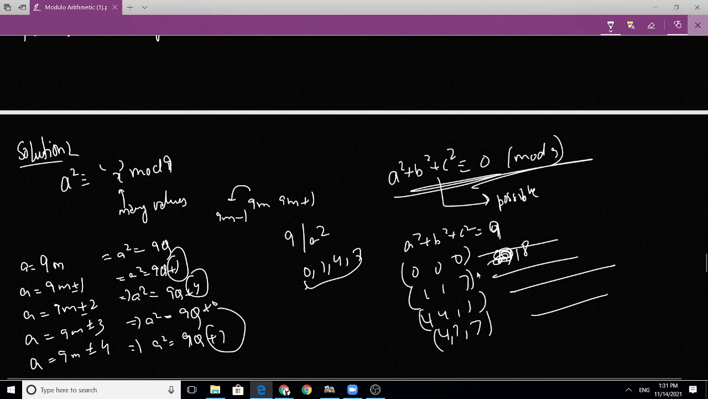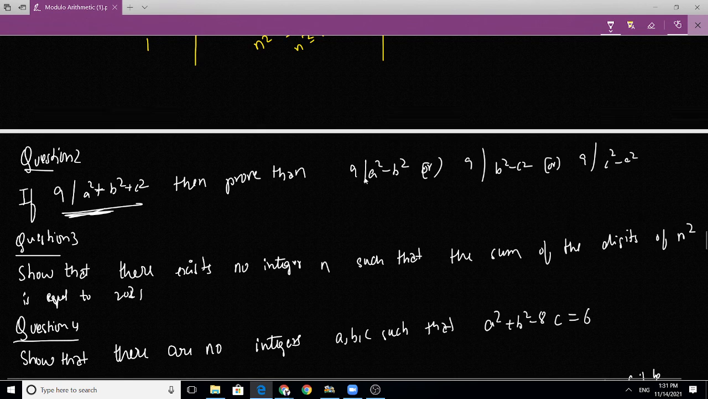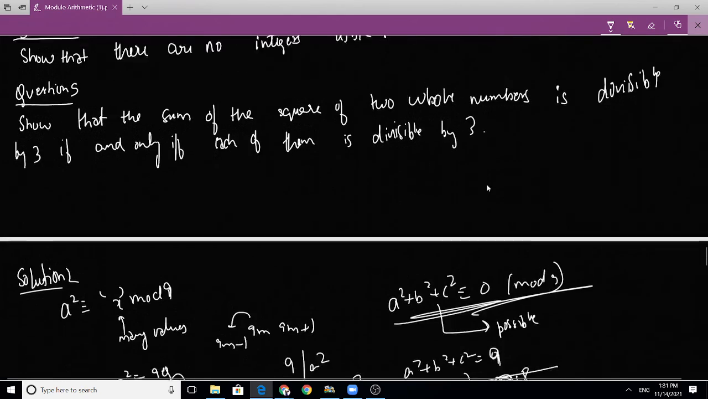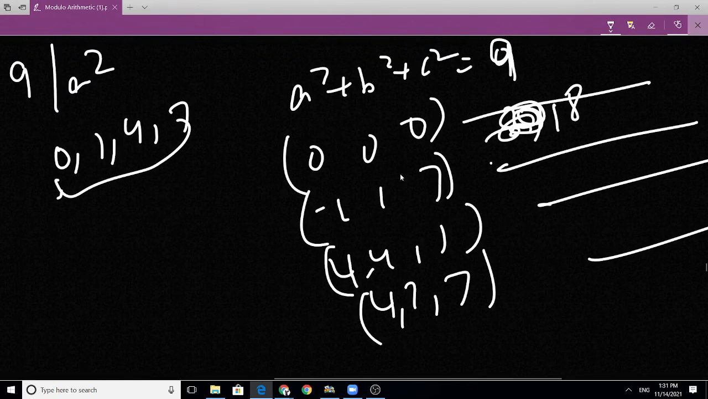And then see, a b c can be any of these. So now observe, they're asking that 9 must divide a square minus b square, or 9 must divide b square minus c square. You can observe that, I'm just zooming in a bit.